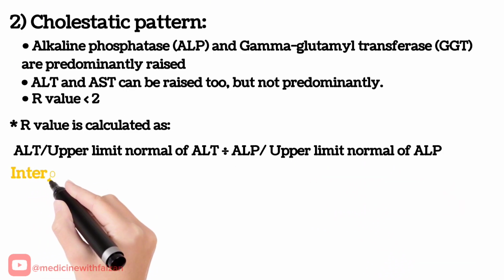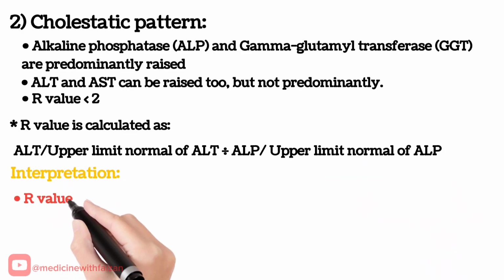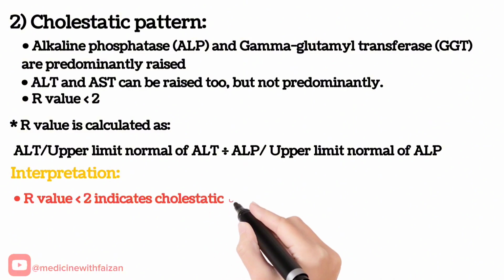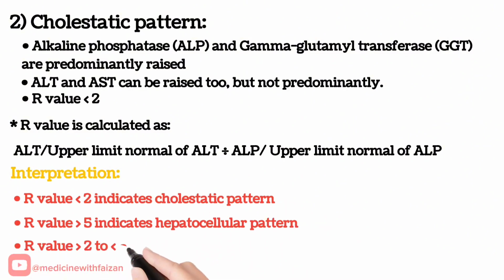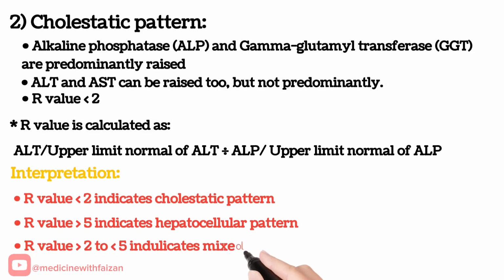So again, if R value is less than 2, it indicates cholestatic pattern. If R value is greater than 5, it indicates hepatocellular pattern. And if it is in between, that is more than 2 and less than 5, then it indicates mixed pattern.